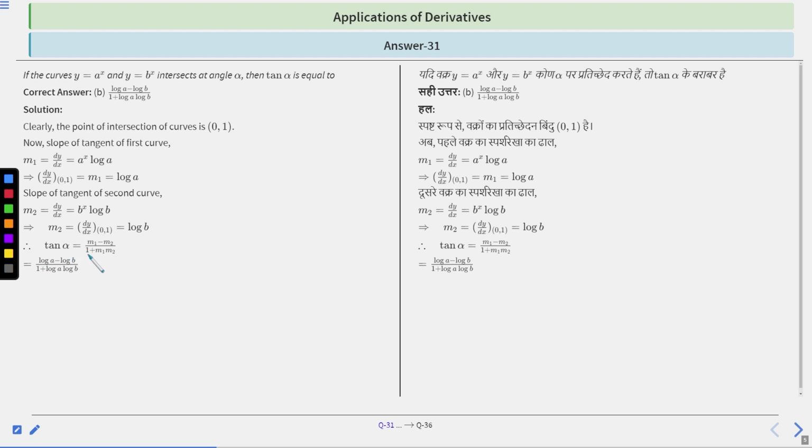Therefore, tan alpha can be calculated as m1 minus m2 upon 1 plus m1 m2. Therefore, tan alpha is log a minus log b upon 1 plus log a log b. Got it?